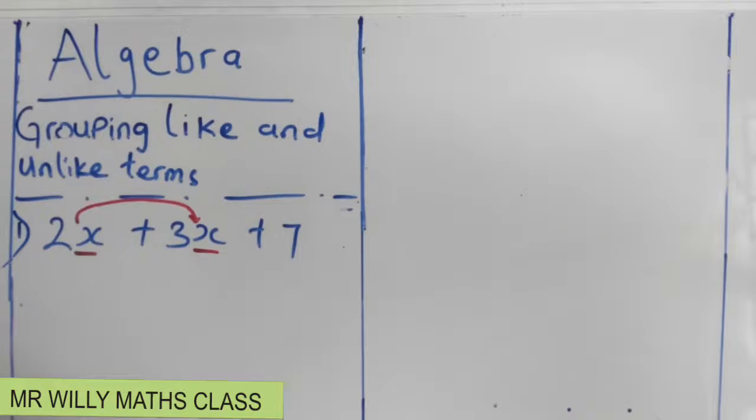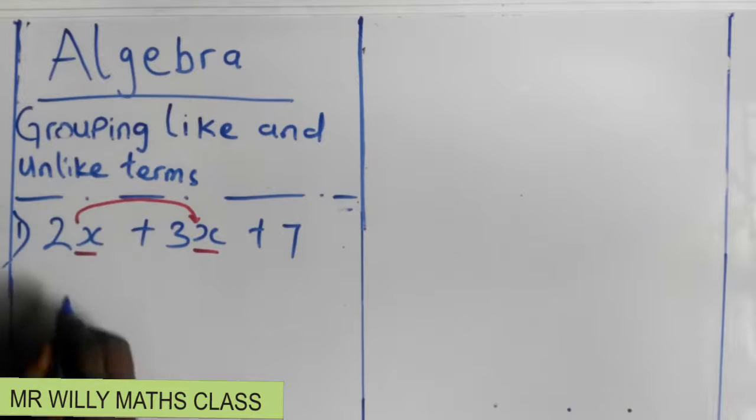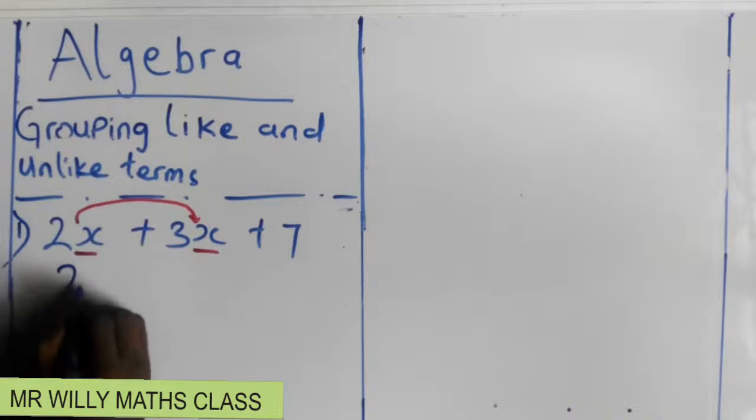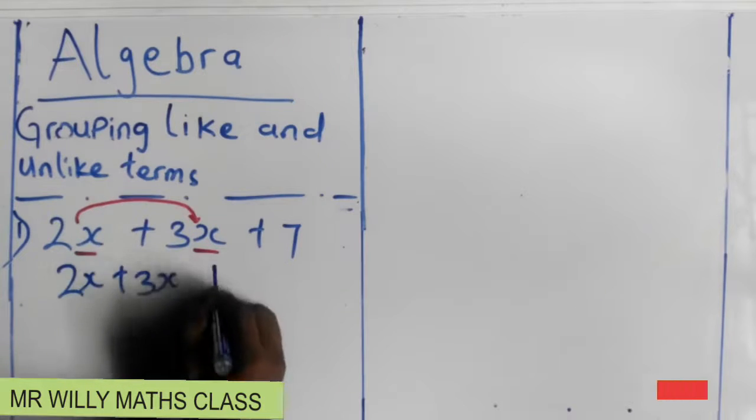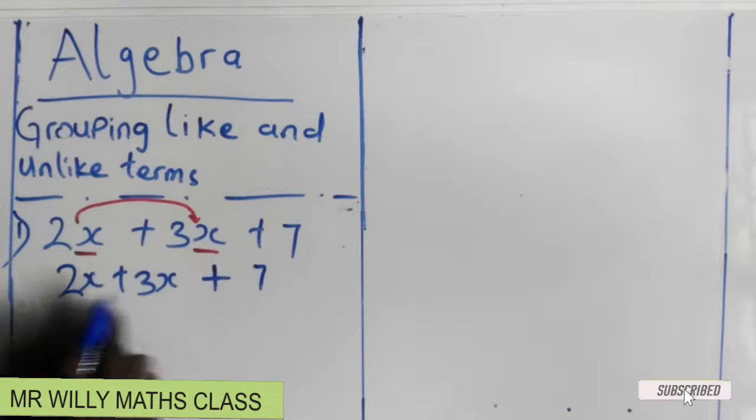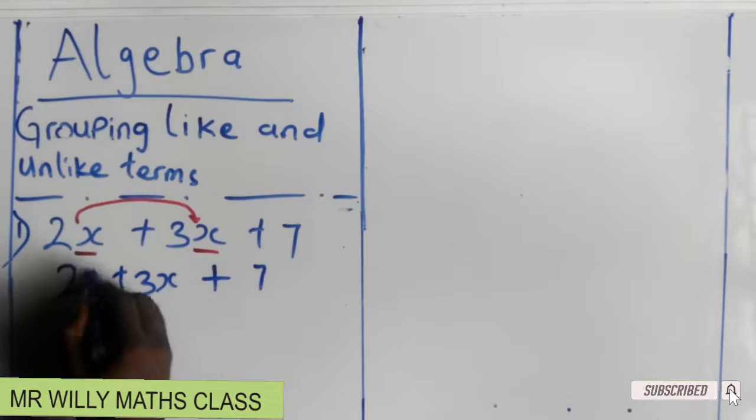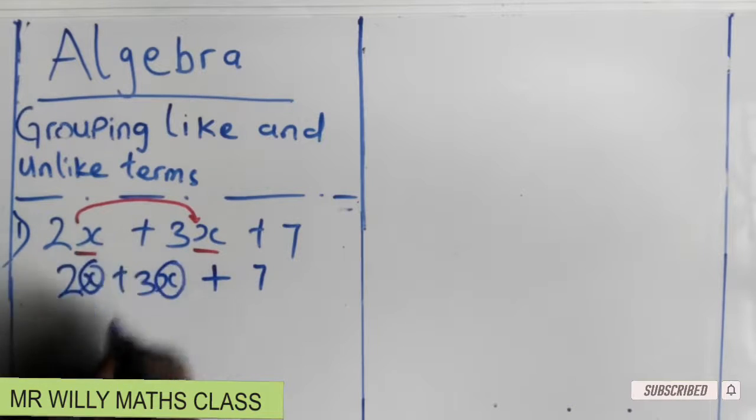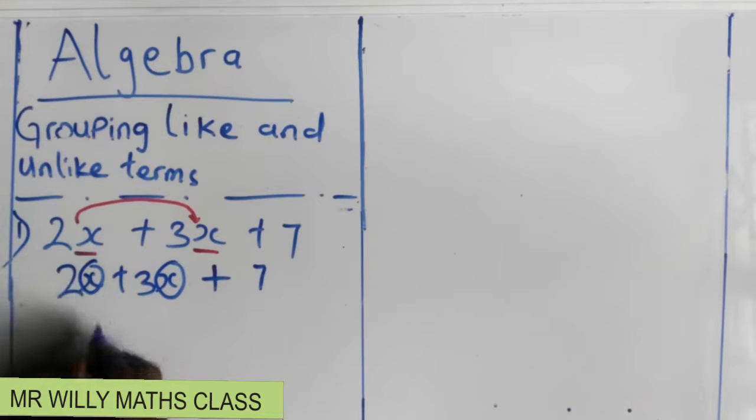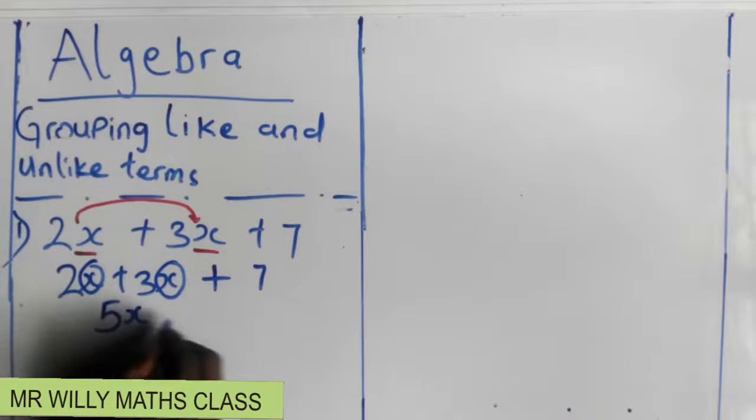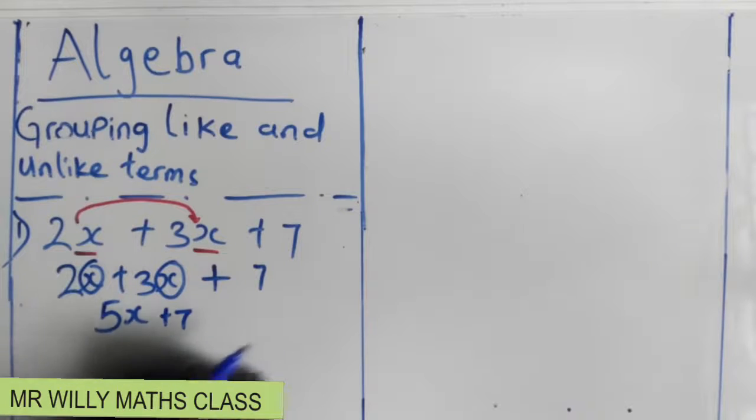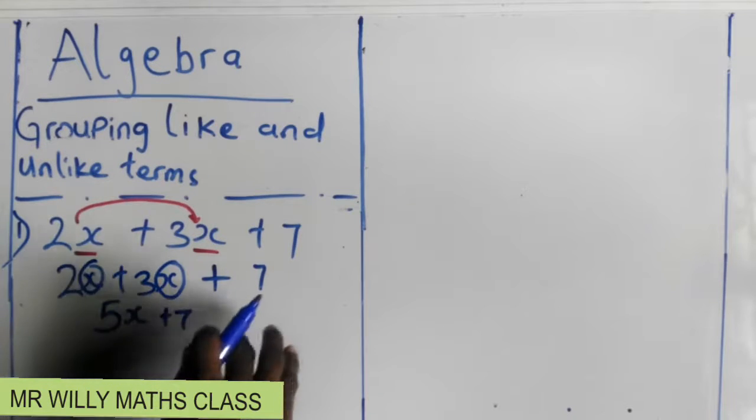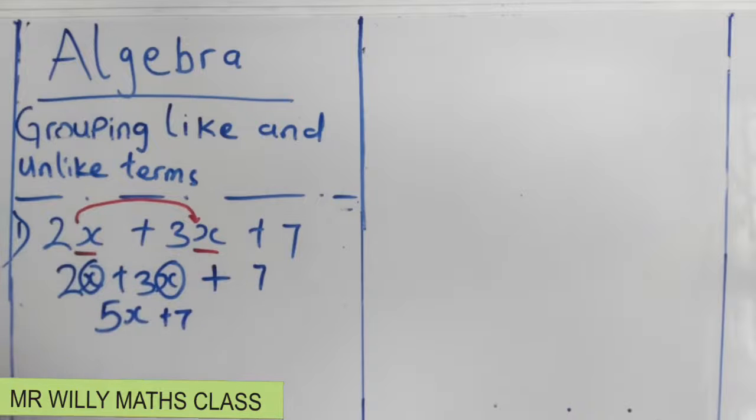Now to group it is very simple. We're going to deal with the ones with term x first. That'll be 2x plus 3x. And what about this 7? The 7 doesn't have any family. Now 2x plus 3x, we can add these two together because of this x. They are both similar, they both have like terms. So 2x plus 3x, that will be what? 5x plus 7. Why can't we add 5x and 7? Because they are not like terms. 5x and 7 are not alike, they are unlike terms.